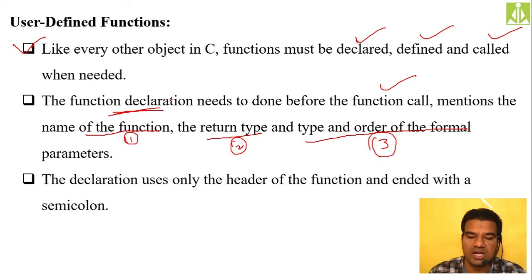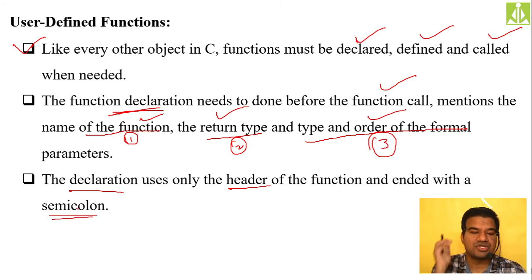When you are doing the function declaration, you need to specify the function name, return type, and the order and type of the parameters, the formal parameters. The declaration is also called the function header, and it must end with a semicolon.